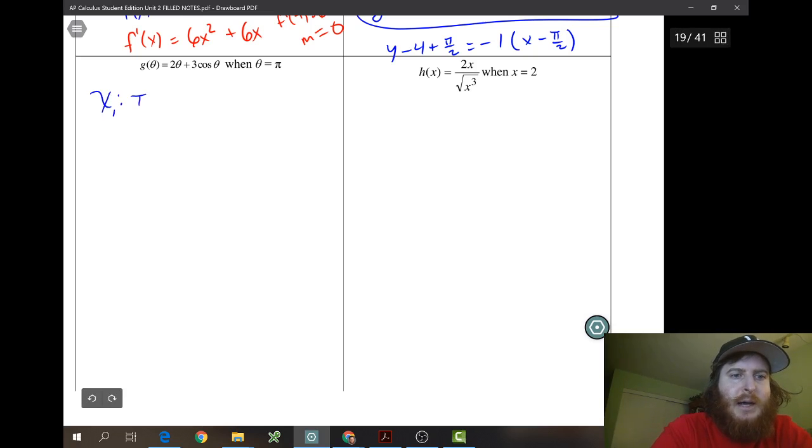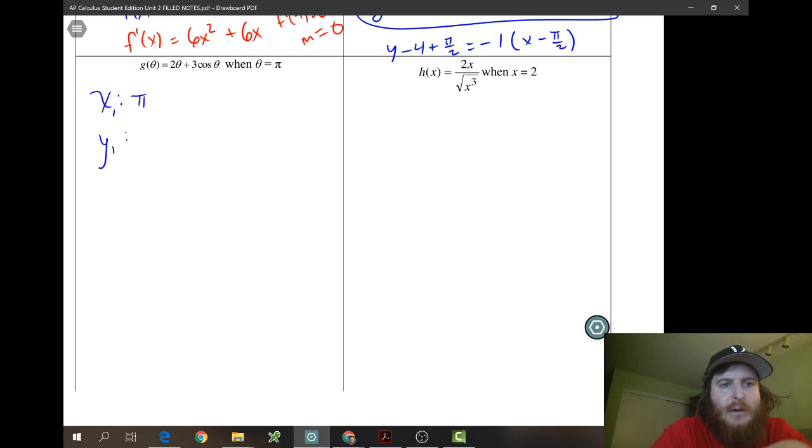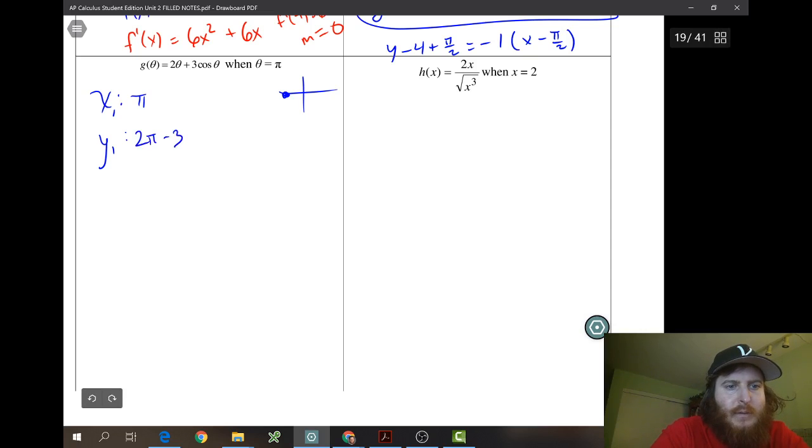So x1 is pi. For y1 we plug in. That's 2 pi plus, now the cosine of pi, pi is over here, is negative 1. So that's 2 pi, and then 3 times negative 1 is negative 3. So this is going to be 2 pi minus 3.